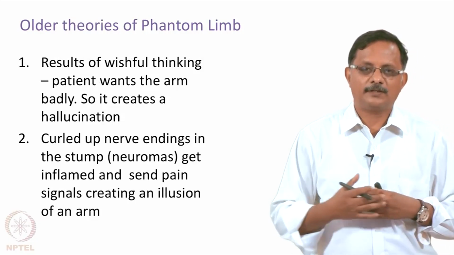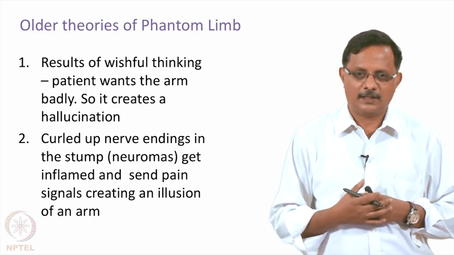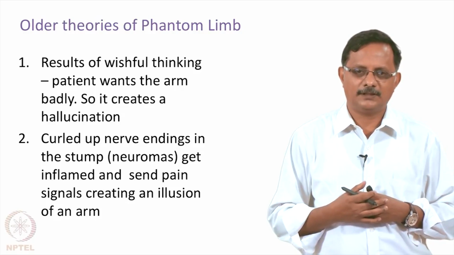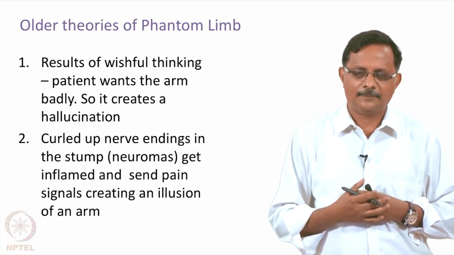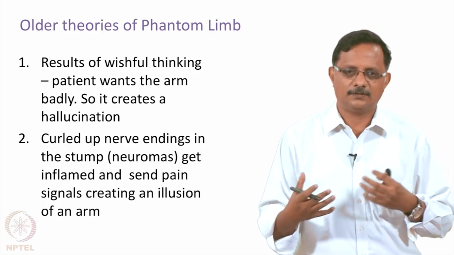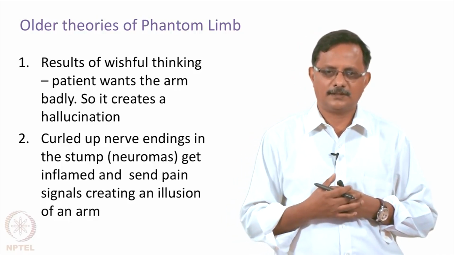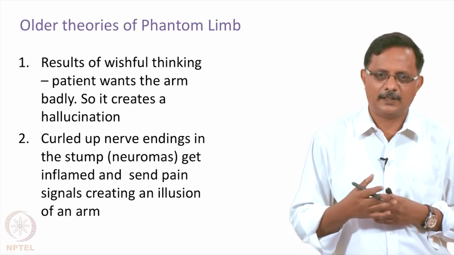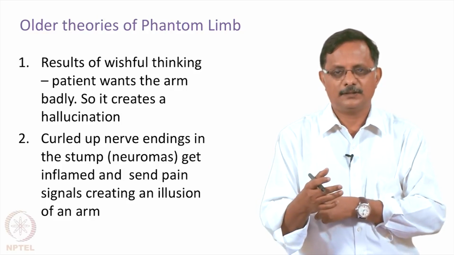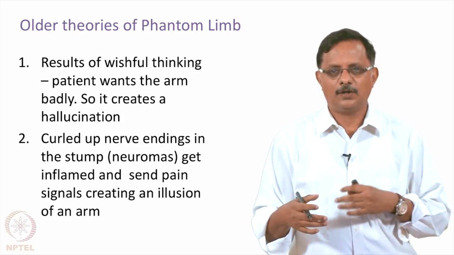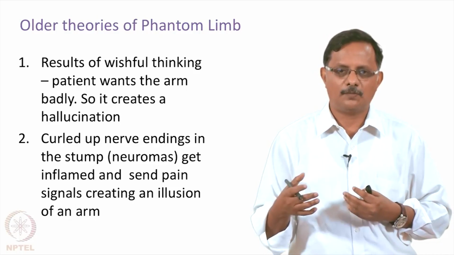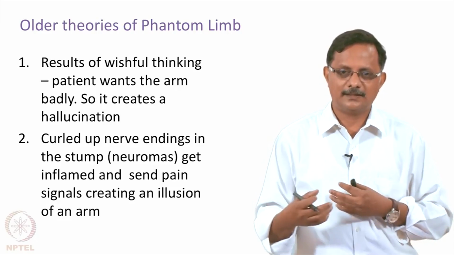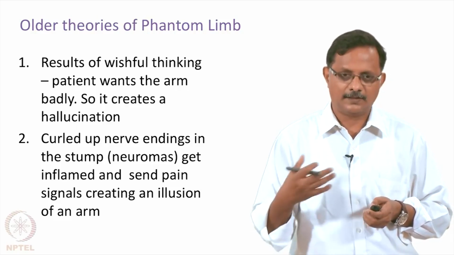Okay, so on a serious note, people have also made up theories to explain phantom limb. One of the earliest theories was just in terms of wishful thinking. People said that the patients missed the arms so badly, and that created a hallucination, a false sensation of the missing arm, and that's all there is to it. Then there were more neurologically oriented theories. One of them explained that when the arm is amputated, the nerve endings are also cut, and at the point of this section they develop what are called neuromas, where the nerve endings become inflamed and start sending pain signals on their own, and these signals created an illusion of the arm. So this was another theory which is more neurobiologically grounded.